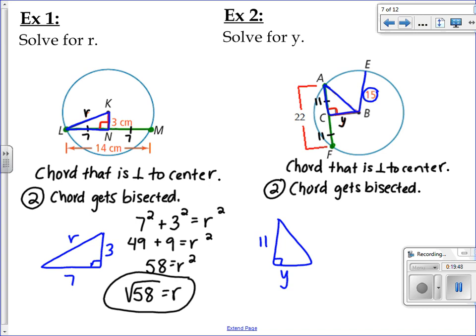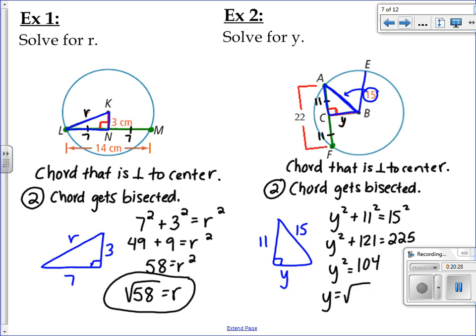Now, segment AB is also a radius. So a radius from one side of a circle to the other side of a circle is not going to change. So we can technically transfer that 15 over to this radius that we're using on the right triangle. So now you guys can do Pythagorean theorem again. So this would be y squared plus 11 squared equals 15 squared. And you'll end up getting 121 and a 225. You're going to add them up. You're going to get 104, and then you can just take the square root of 104.